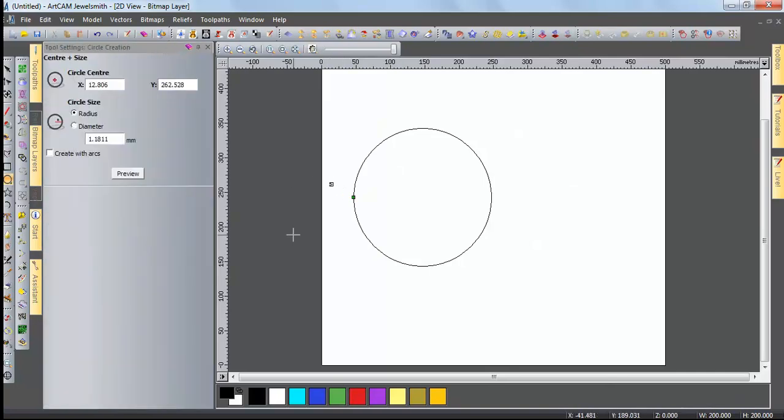I entered the comp. Başka bir noktaya tıkladım. I said diameter. It drew a circle with a diameter of 150.